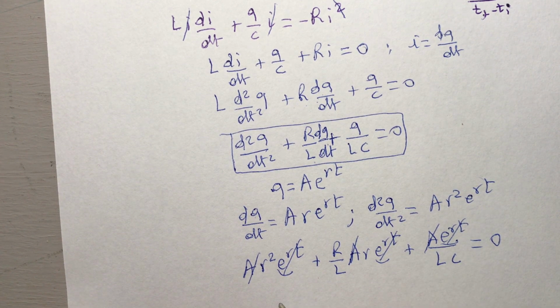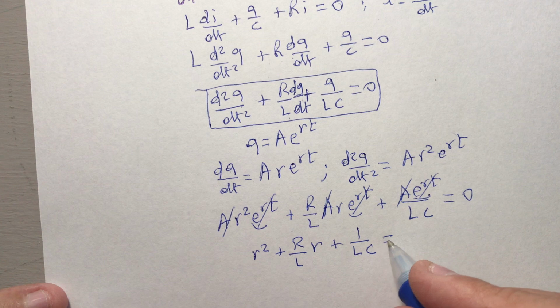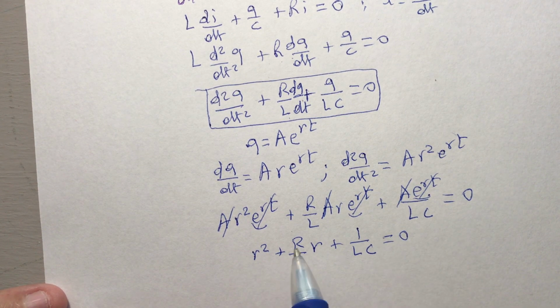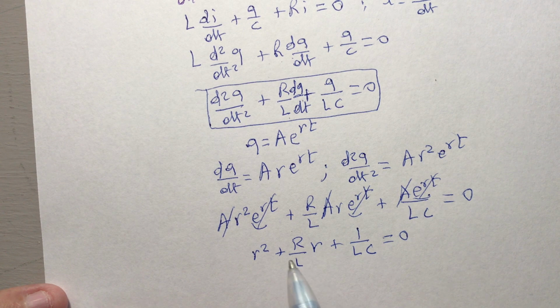So what we have left is r squared plus r over L r plus 1 over LC equal to 0. Look at this. The variable here is r. What we're looking for is r. And before we had a differential equation, now we have just an algebraic equation. We can solve it just using algebra. So this is a second order equation, or a quadratic equation.